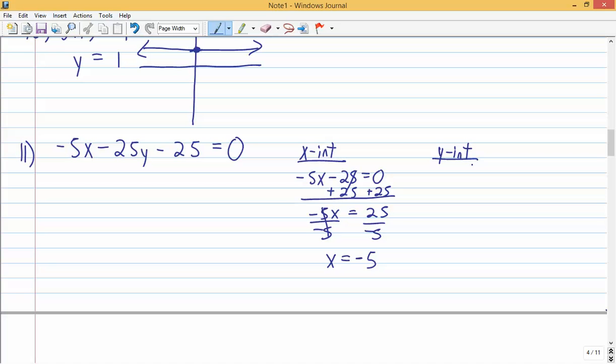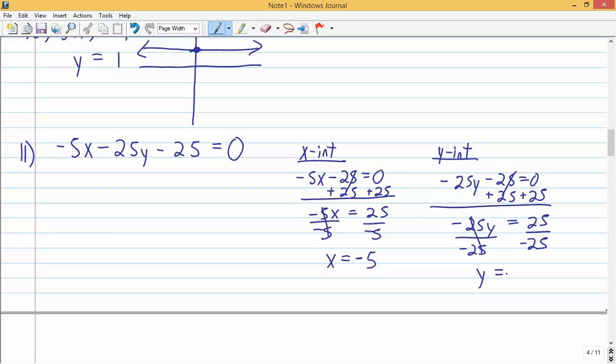To find the y-intercept, I do just the opposite. I set x equal to 0. So this x term right here, this -5x, goes away. If that goes away, I would be left with -25y minus 25 equals 0. Do the same thing. Solve for y. So -25y equals +25, or y equals -1. That means that we're going to cross the y-axis at -1.